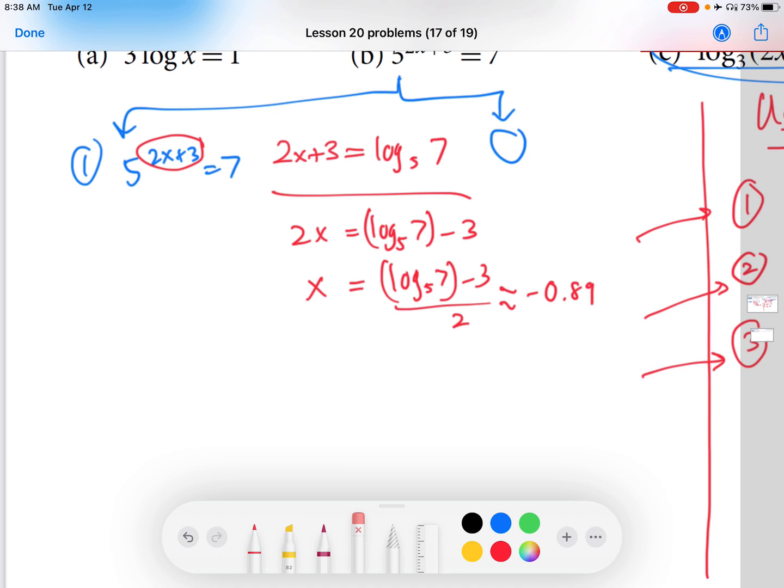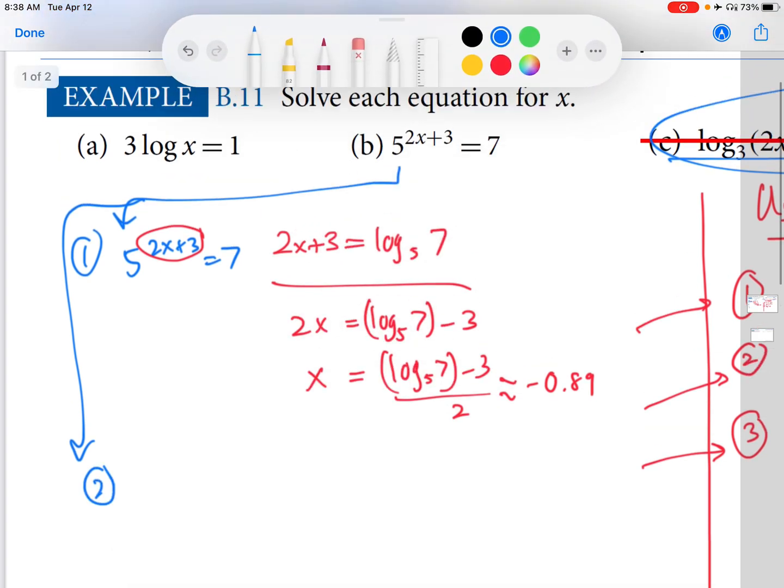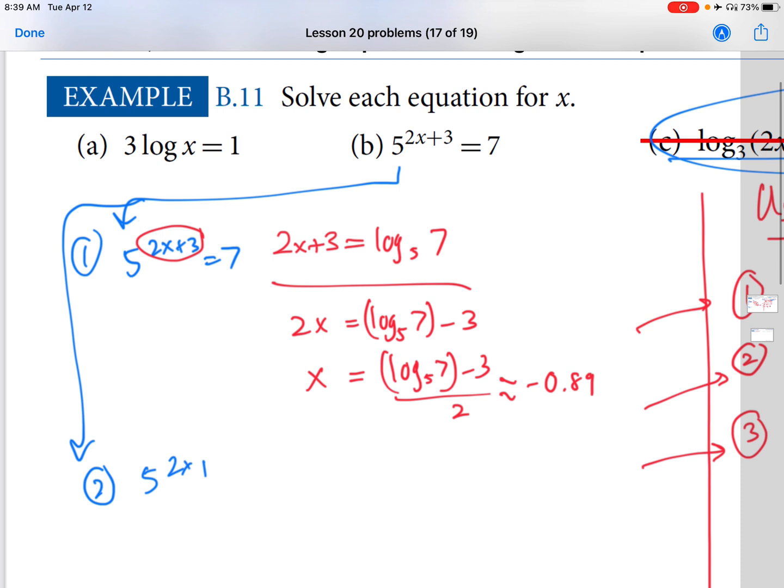So I promised that I would show you a second way to solve this. So let's talk about number 2. Okay, so 5 to the 2x plus 3 equals 7. What's another way that I could solve this?